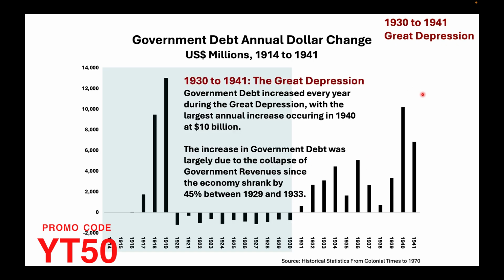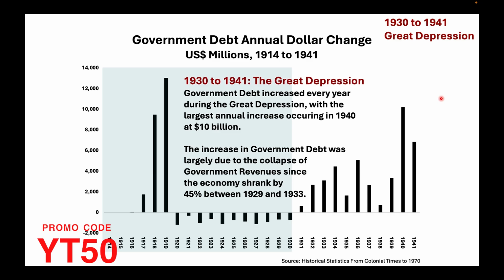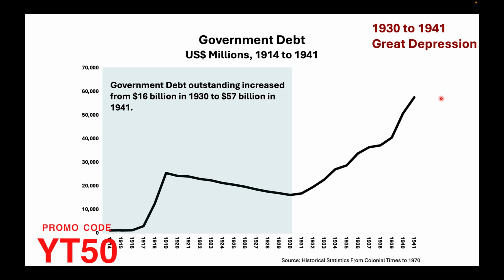Now, 1930 to 1941, the Great Depression. Government debt increased every year during the Great Depression, with the largest annual increase occurring in 1940 at $10 billion. The increase in government debt was largely due to the collapse of government revenues, since the economy shrank by 45% between 1929 and 1933. Government debt outstanding increased from $16 billion in 1930 to $57 billion in 1941.